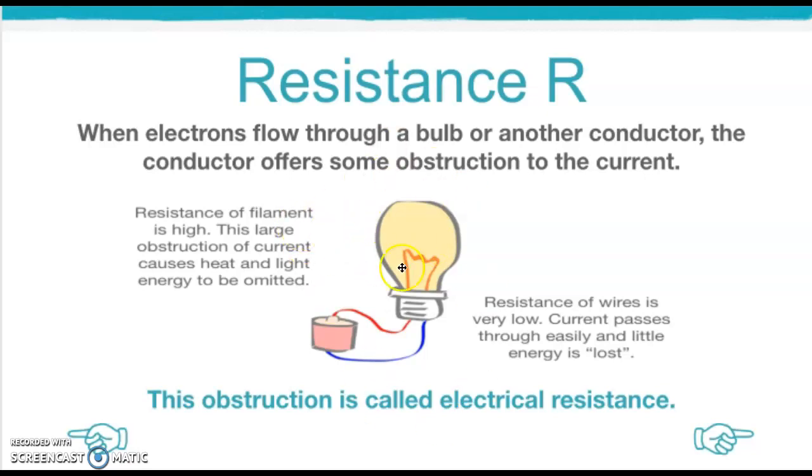A light bulb, for instance, has a very, very thin filament, and that causes a massive obstruction to the flow of current. So what we say is that the resistance of filaments are high. Resistance of wires is very low in comparison. So even though there is some obstruction, compared to something like the filament in a bulb, it would be very, very small. Current passes through easily and little energy is lost. So if the obstruction is called electrical resistance, in mathematical work we only consider that resistance which is considerable.